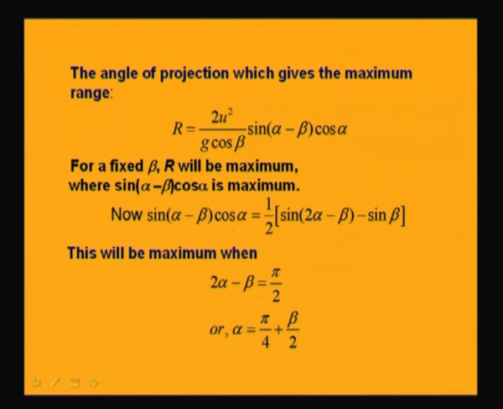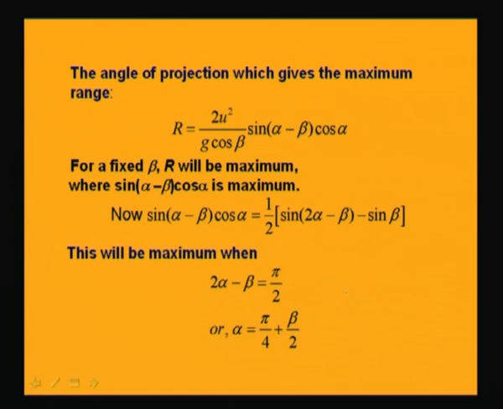Sin(α − β) into cos α is basically half of sin(2α − β) minus sin β. Now, β is fixed, so this portion will be maximum when 2α − β is equal to 90 degrees or π/2 radian, because sin is maximum at an angle of π/2. So, 2α − β = π/2, or α = π/4 + β/2. Therefore, this is the angle of projection for getting the maximum range.